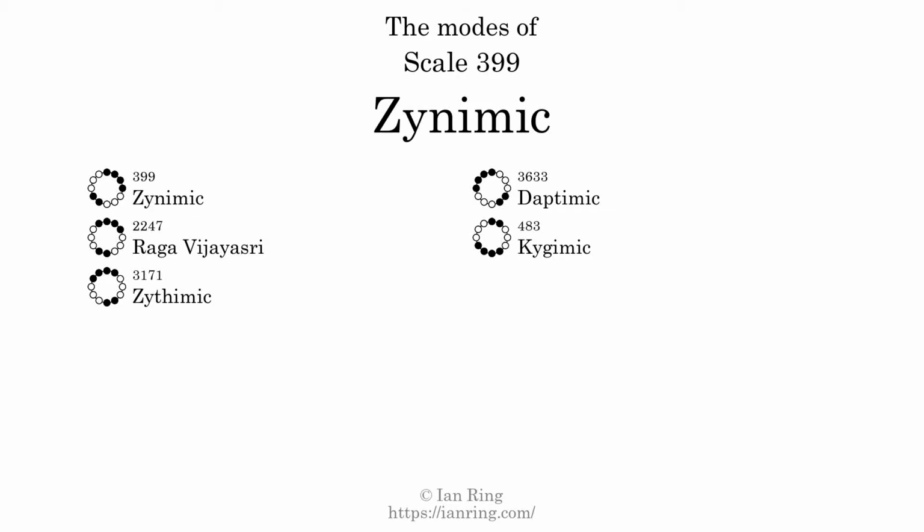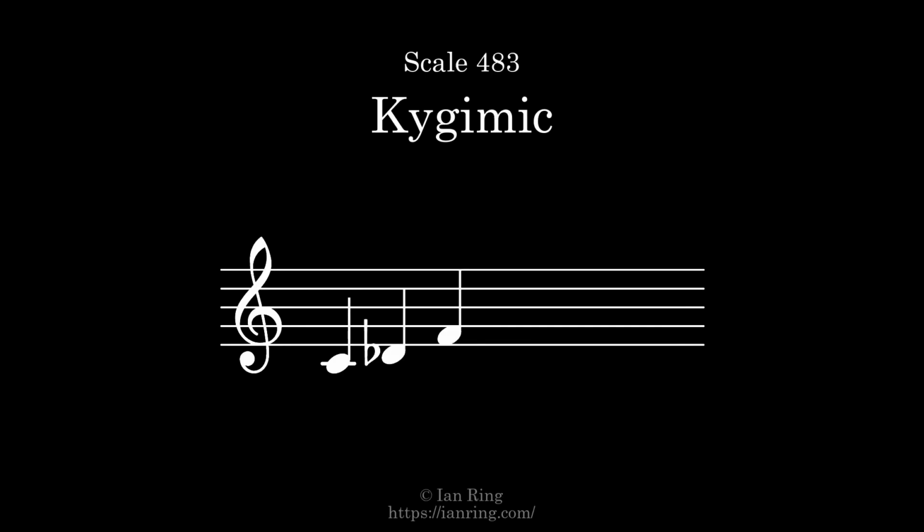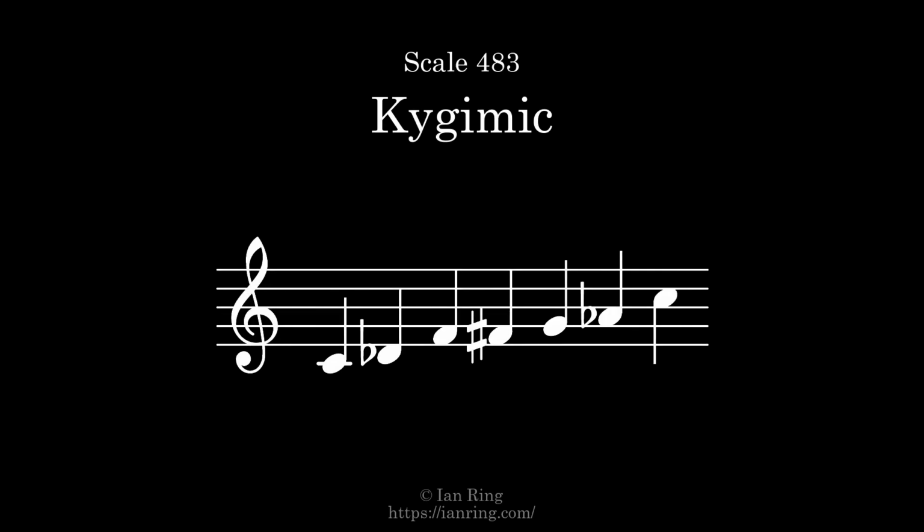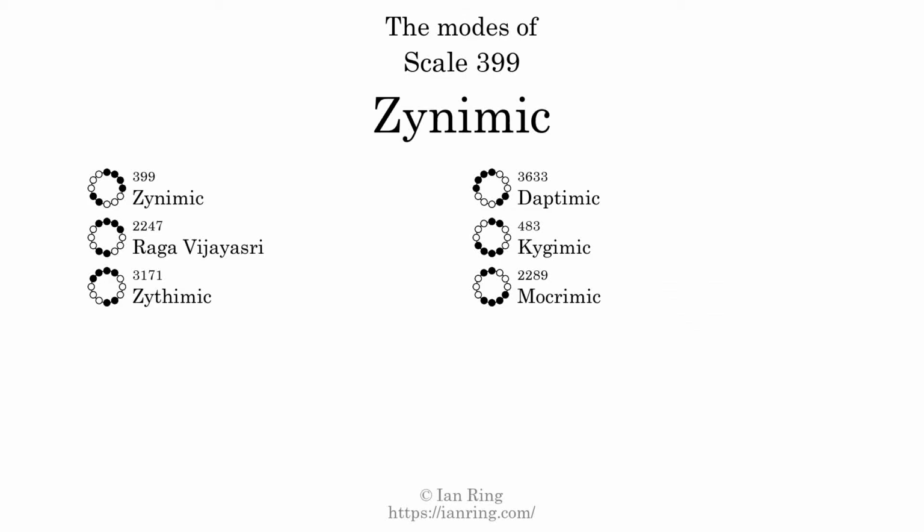The fifth mode is scale 483, also known as kaijimic. It sounds like this. The sixth and last mode is scale 2289, also known as macrimic. It sounds like this.